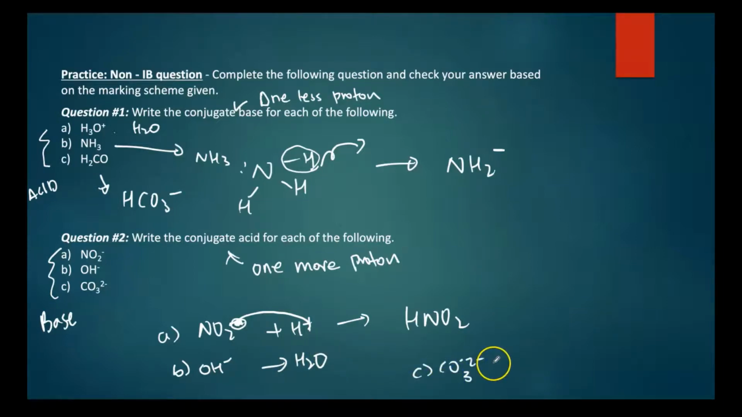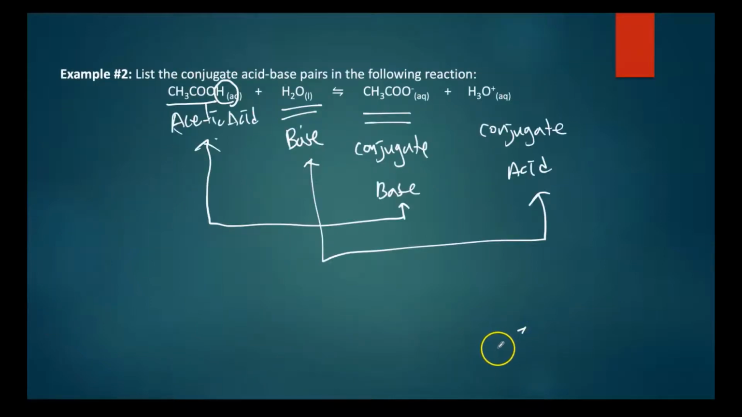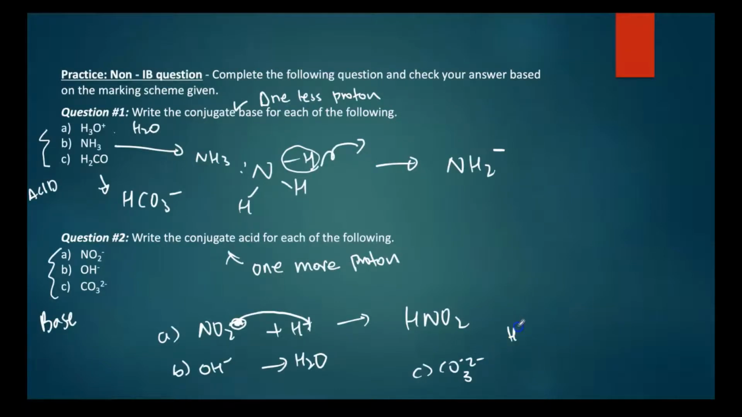CO3 2 minus, we're going to have one proton attaching to one of the lone pairs of electrons. So it will become HCO3 minus.